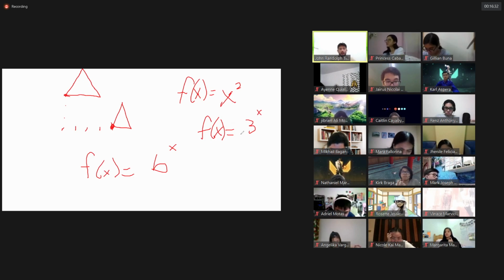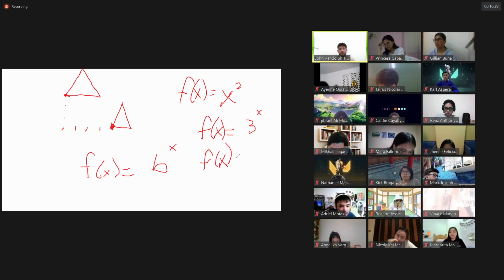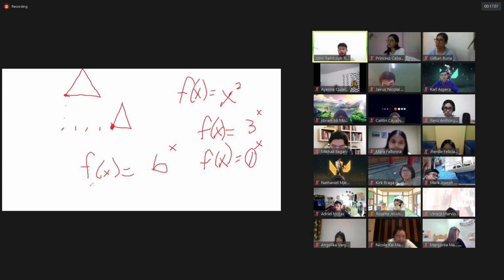Yes, this is an exponential function, because your exponent here is your x. How about this one? f of x equals 1 to the power of x. Is this an example of an exponential function? Yes or no? No. Why? Because as part of the properties of an exponential function, b here must be greater than 1. Since it is 1, it is not an exponential function. Again, greater than 1 and not equal to 1 for your base.